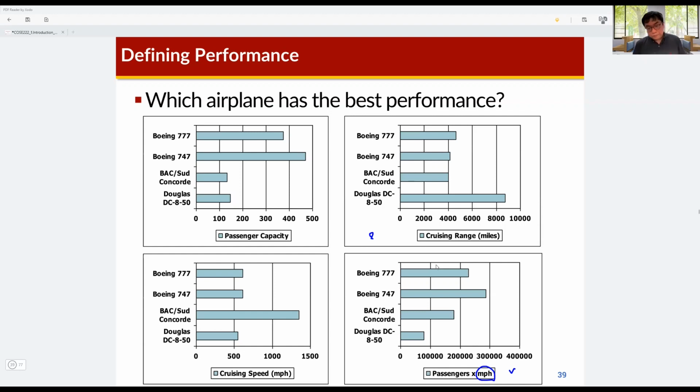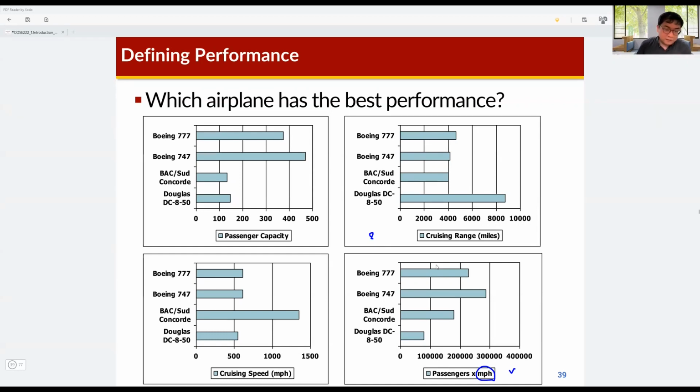Let's assume that you are the CEO of an airplane company, and you want to buy some airplanes for your company. What should we consider for the performance of an airplane?